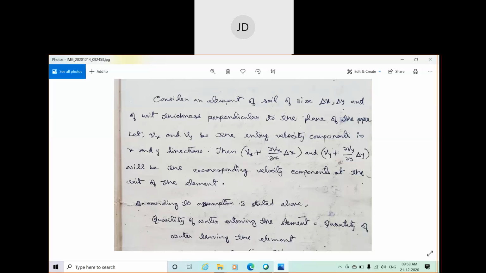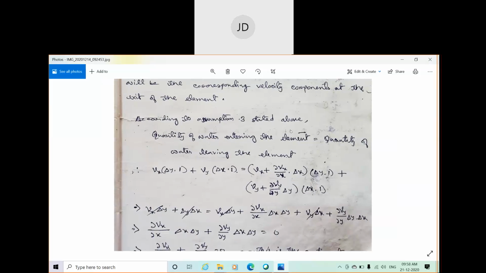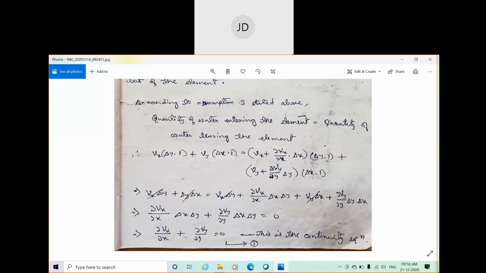And Vx plus del Vx by del x multiplied by delta x, and Vy plus del Vy by del y multiplied by delta y, will be the corresponding velocity components at the exit of the soil element. These things are also already explained in that diagram. Now as per assumption number 3, the quantity of water entering the soil element must be equal to the quantity of water leaving the soil element. So if you equate the quantity of water entering and the quantity of water coming out of the soil element, you can get this equation.